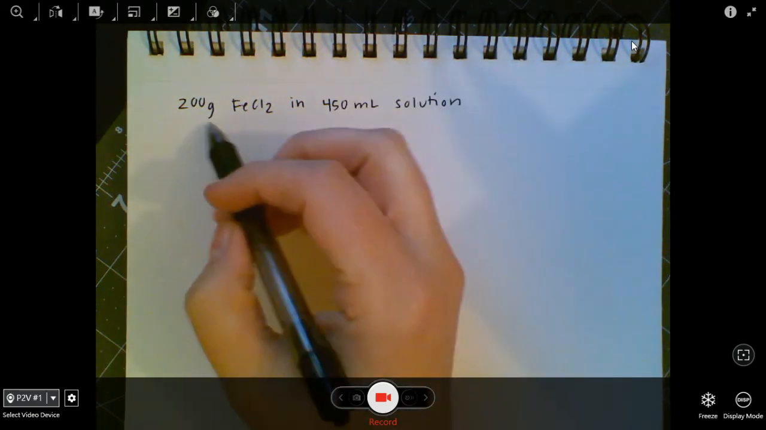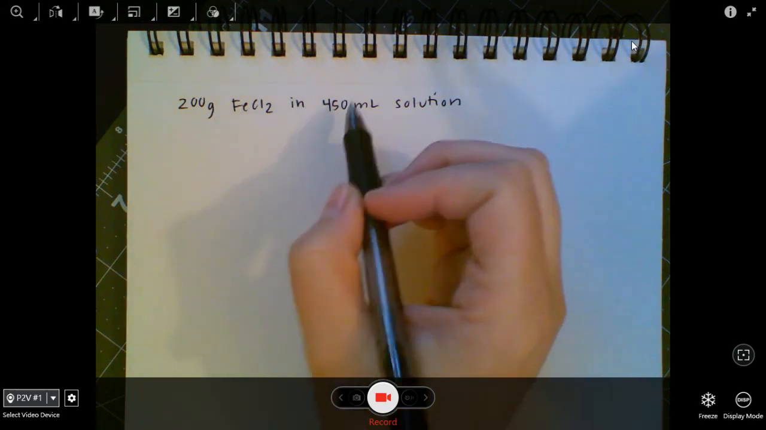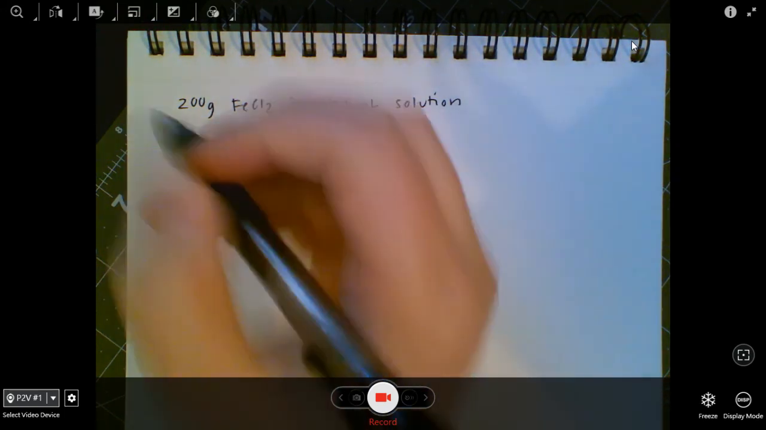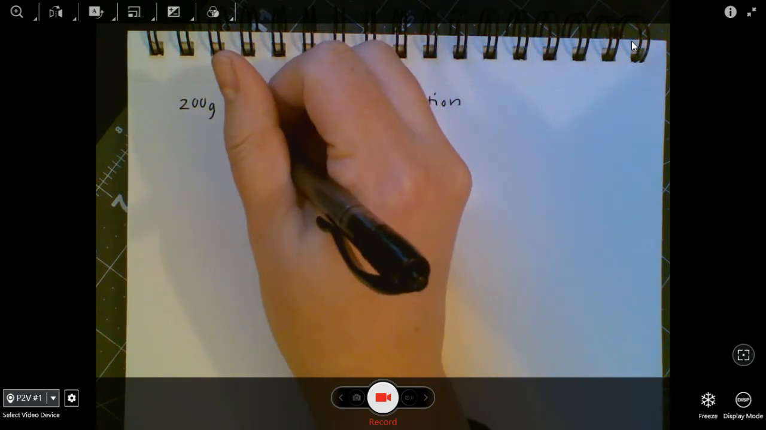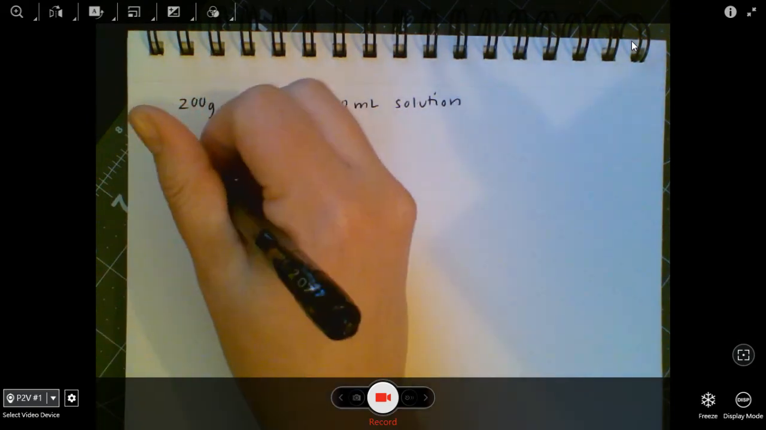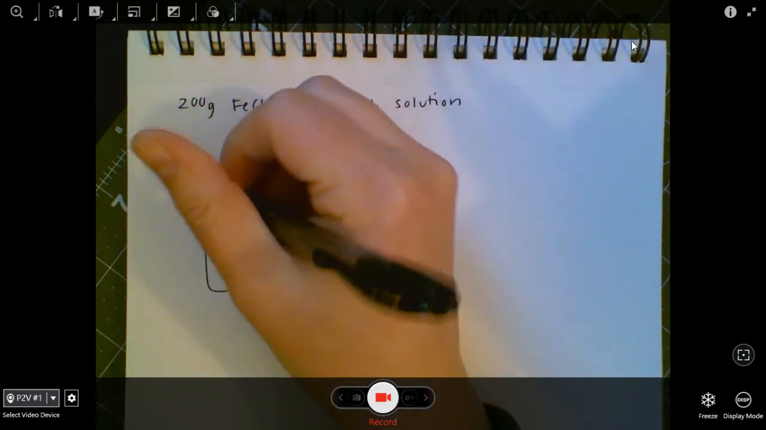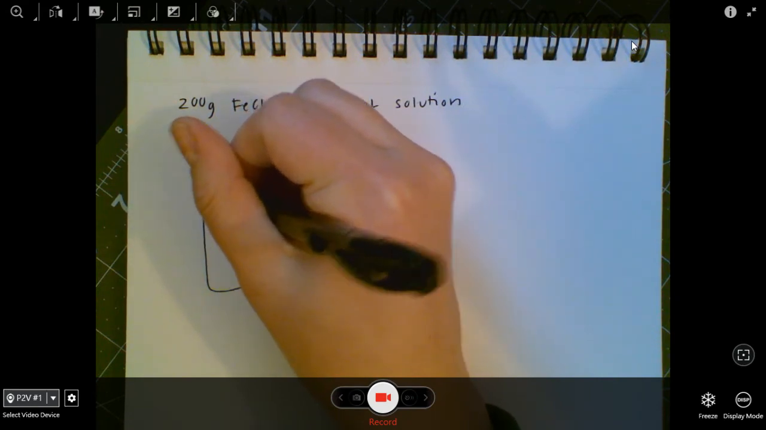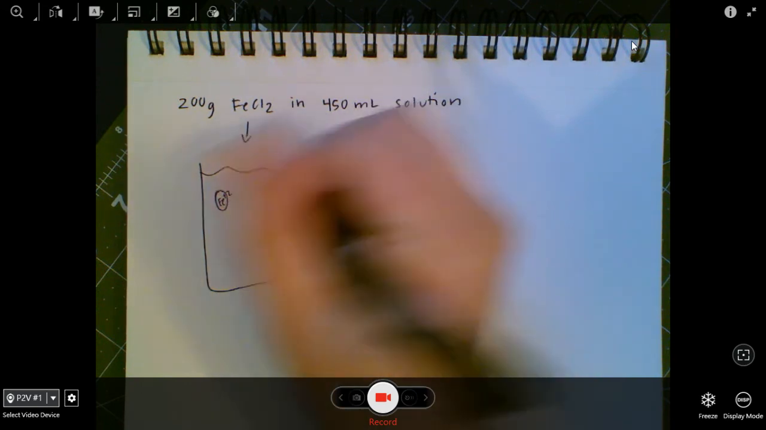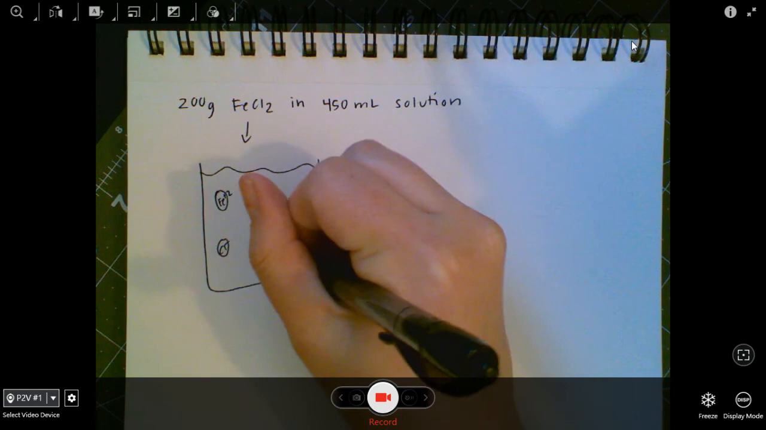So I'm going to have some number of moles here in the FeCl2, and I'm going to try to divide them in a total volume of 450 milliliters. FeCl2 is an ionic compound because it has a metal and a nonmetal. So when this dissolves in water, I'm going to get 1 Fe2+ and 2 Cl minuses. I did not make enough room for that. I really need to work on writing bigger. There we go.